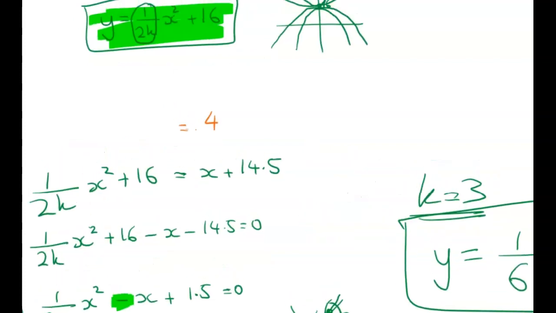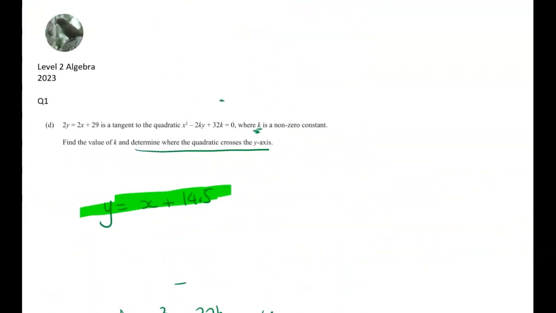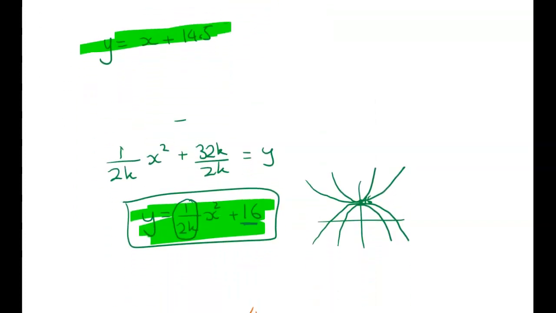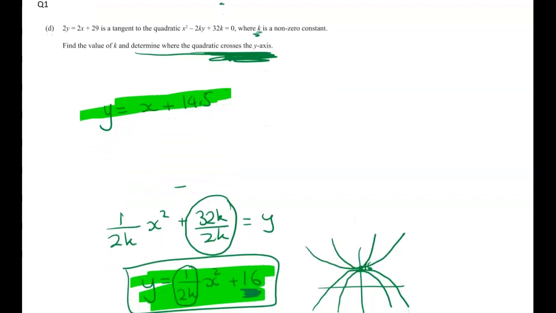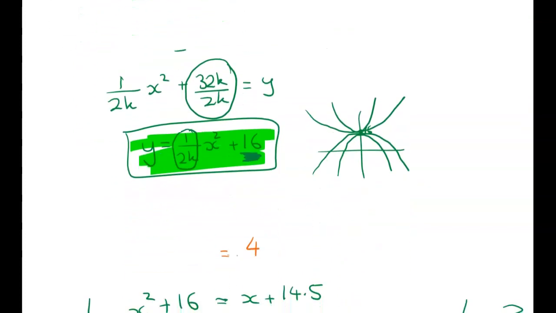And the question asked me something that I actually could have answered much earlier. Find the value of k and determine where the quadratic crosses the y-axis. So we actually worked that out really early as soon as we made y the subject of this equation, right? Because we had 32k divided by 2k. So that's the answer to the second part. The quadratic crosses the y-axis at y is equal to 16. But we had to find the value of k.